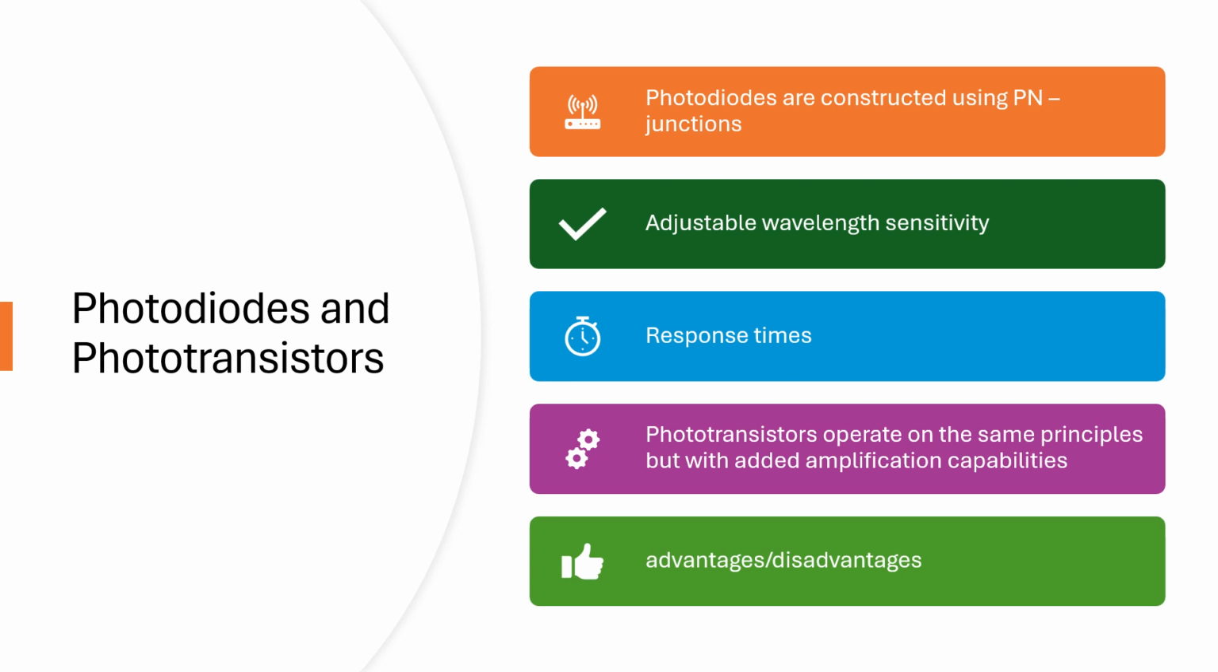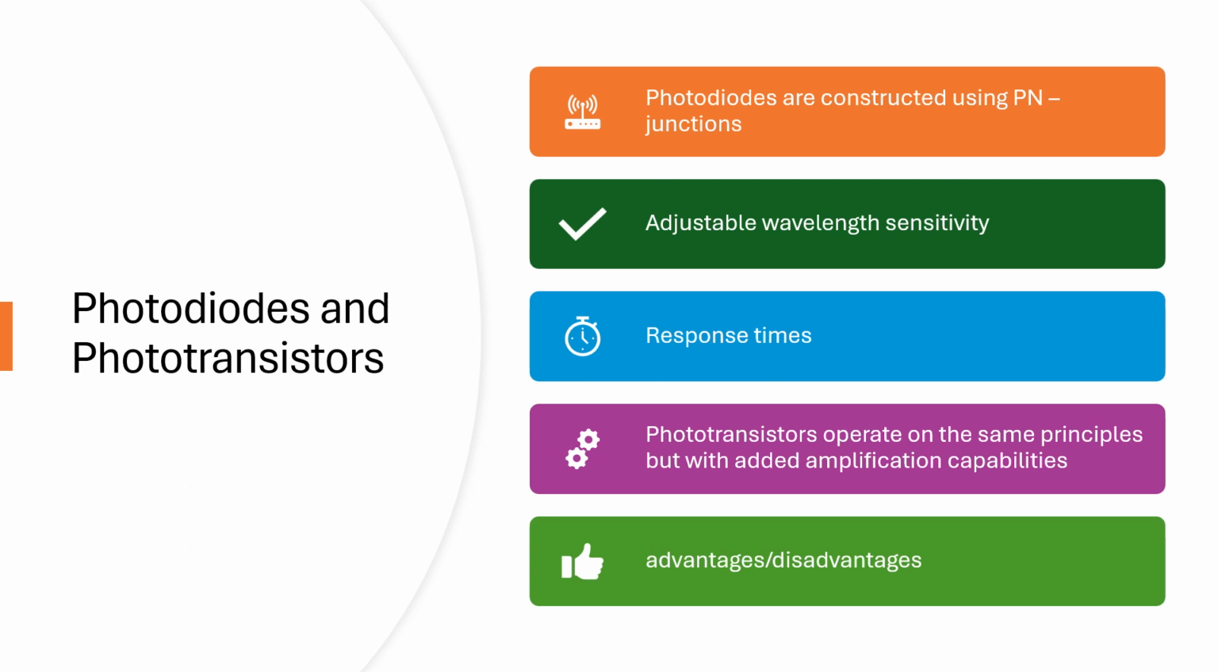Phototransistors operate based on the same principles as photodiodes, where photons of light create electron hole pairs within the semiconductor material. However, in a phototransistor, the resulting current flowing between the collector and emitter electrode is larger. Phototransistors offer higher sensitivity and signal amplification compared to photodiodes.